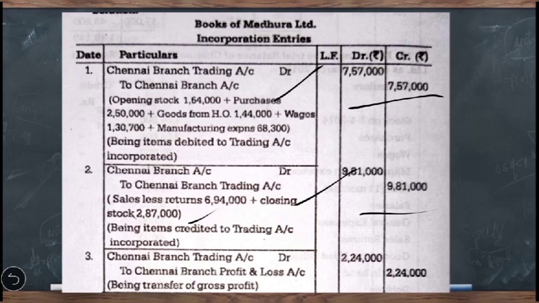After these two entries, we are going to close the branch trading account to see whether there is gross profit or gross loss. Now, you can see that on the credit side we have 9,81,000 and on the debit side we have 7,57,000. So, we get the balancing figure on the debit side which represents gross profit, amounting to 2,24,000, which has to be transferred to the next section, that is branch profit and loss account. So, the entry will be Chennai branch trading account debit to Chennai branch profit and loss account.